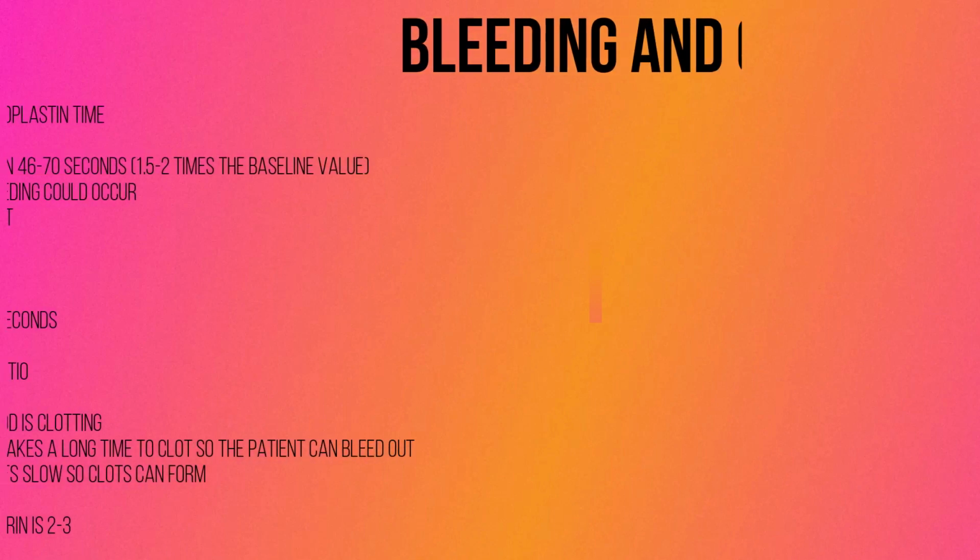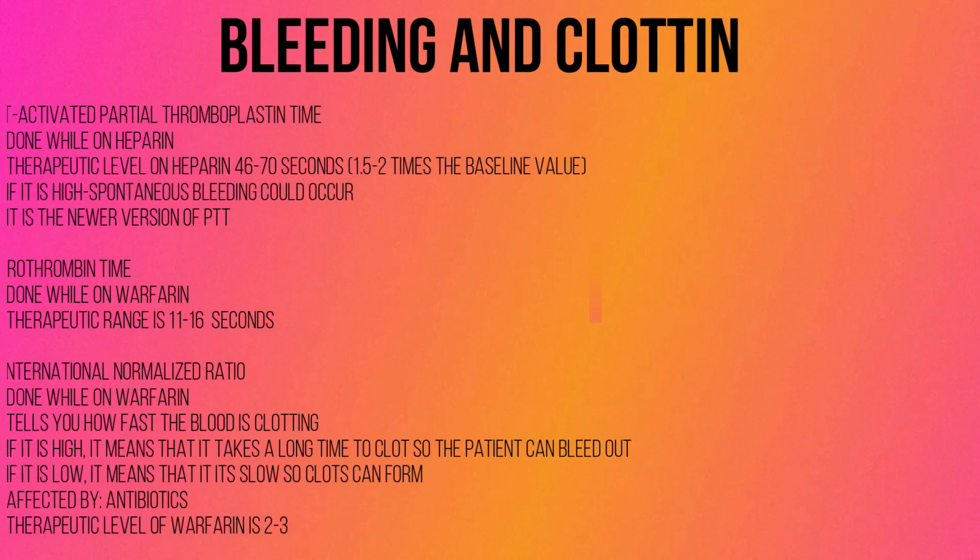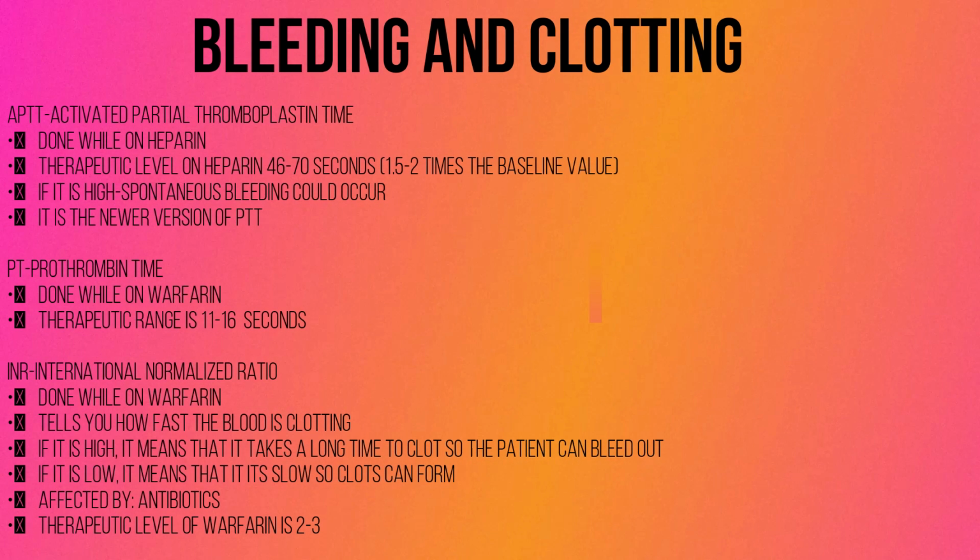Now we go on to the bleeding and clotting. So with this, you have APTT, PT, and INR. The APTT, which is activated partial thromboplastin time, is the one that's done when someone's on heparin, and the other two, the PT and the INR, are done when someone's on warfarin. So all these three are lab values that tell you the time it takes for the blood to clot.